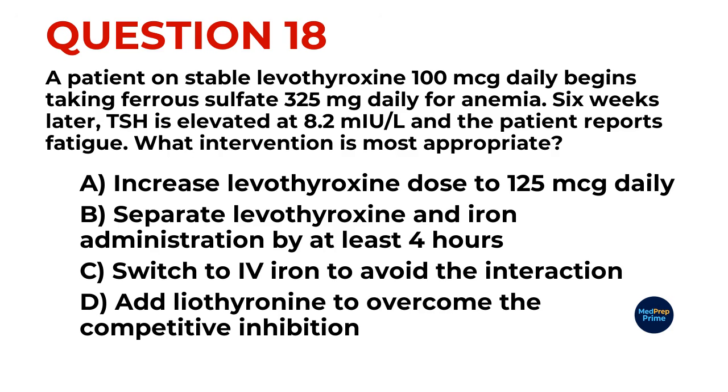A patient on stable levothyroxine 100 micrograms daily begins taking ferrous sulfate 325 mg daily for anemia. 6 weeks later, TSH is elevated at 8.2 mIU per liter, and the patient reports fatigue. What intervention is most appropriate? Option A. Increase levothyroxine dose to 125 micrograms daily. Option B. Separate levothyroxine and iron administration by at least 4 hours. Option C. Switch to IV iron to avoid the interaction. Option D. Add liothyronine to overcome the competitive inhibition.